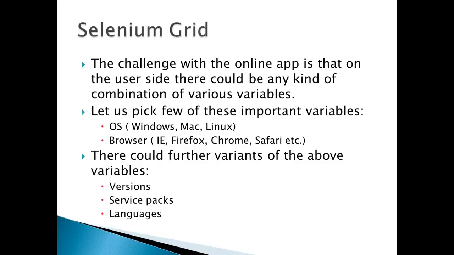The challenge with the online app is that on the user side there could be any kind of combination of various variables. Text boxes, check. So one is that there are various kinds of variables on the web page, and then there are the environments themselves, on the user side, which are different. So somebody is using Windows 7, somebody is using Windows 8, somebody is using Red Hat, somebody is using Ubuntu, somebody is using Mac. Then there are various versions of these, and there are various service packs over there.